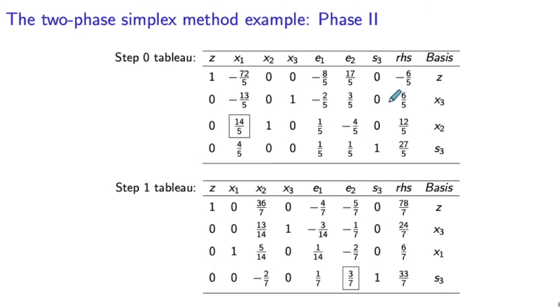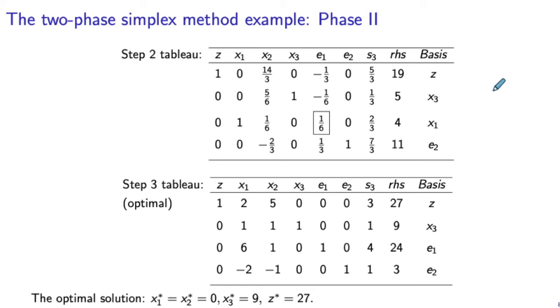Once the initial tableau is set up, it is once again business as usual. We just proceed with the standard simplex steps to solve the LP. So, after 3 iterations of the simplex method, we obtain the optimal solution for the second phase. This solution is also optimal for the original LP. We are done with the 2-phase example.